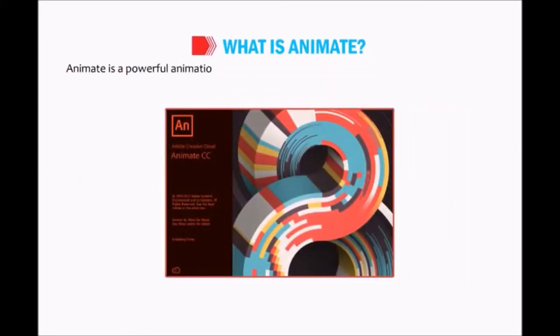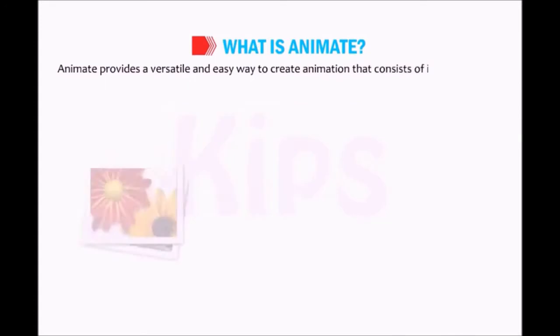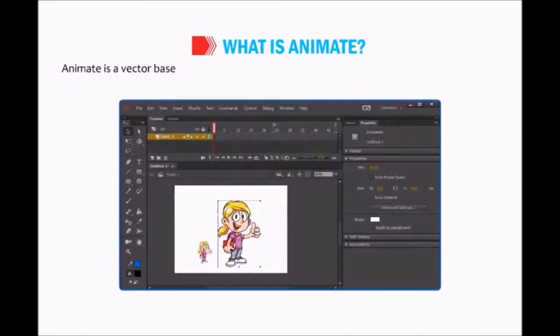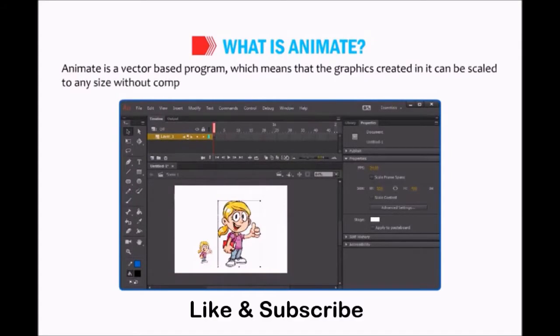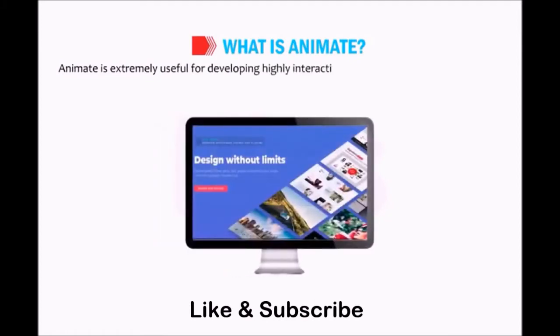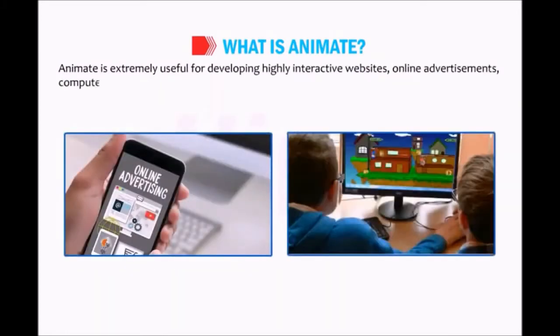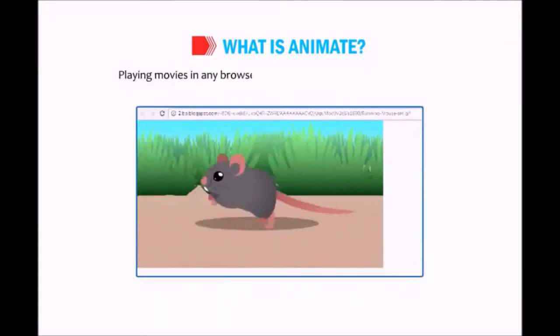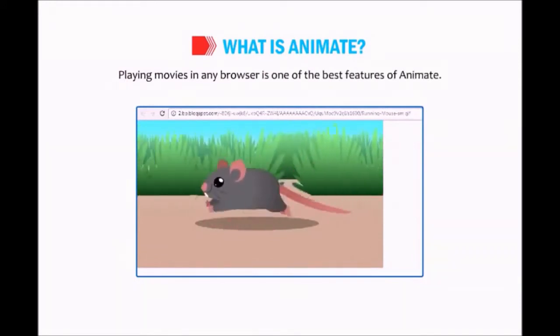Animate is a powerful animation software package developed by Adobe Systems, formerly Macromedia. Animate provides a versatile and easy way to create animation that consists of images, sounds, and videos with various effects. Animate is a vector-based program, which means that the graphics created in it can be scaled to any size without compromising the quality. Animate is extremely useful for developing highly interactive websites, online advertisements, computer games, and contents for various mobile devices. Playing movies in any browser is one of the best features of Animate.